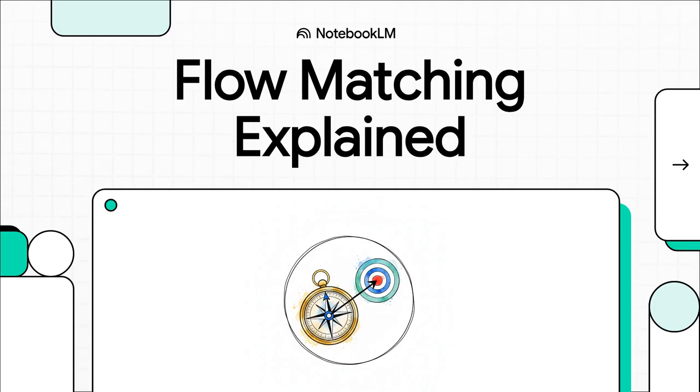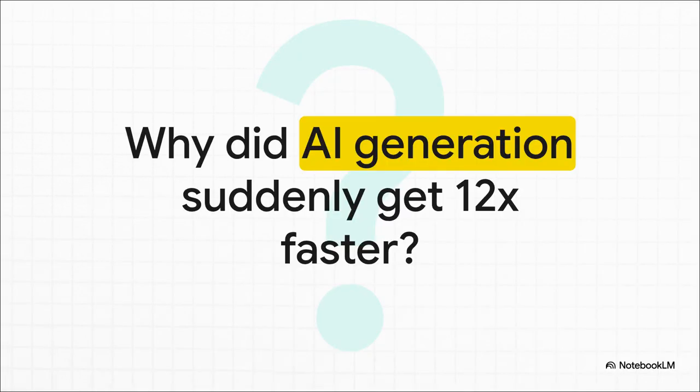Today, we're going to unpack exactly how that happened by looking at the specific math under the hood. Let's dive right in with a massive question that completely shifted the entire AI landscape. How did the top-tier models suddenly get up to 12 times faster without sacrificing any of the stunning quality of their outputs? It wasn't just a matter of throwing more raw computing power at the problem. The answer lies entirely in how we teach neural networks to navigate from pure static noise to perfectly formed data.